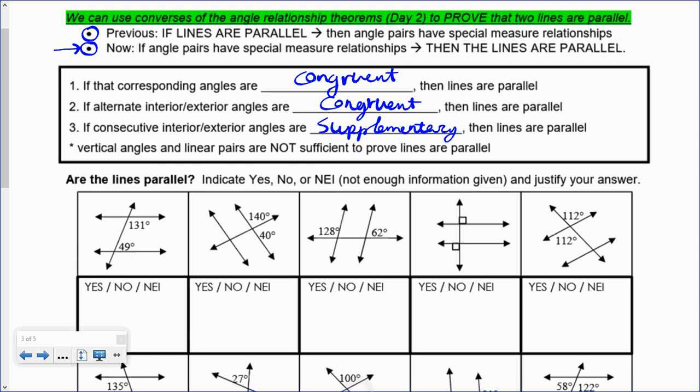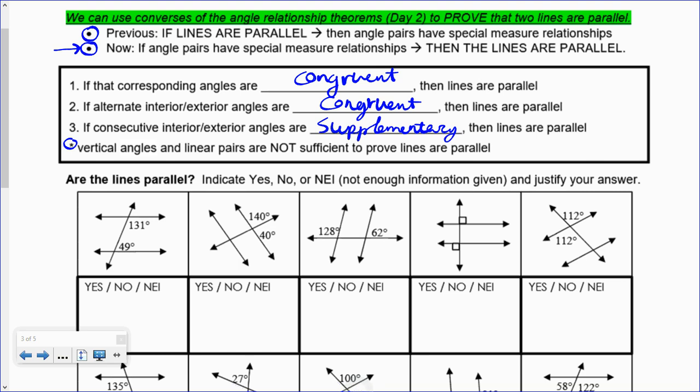So it's just going to look at pictures like this. You have your generic diagram, take a look at what kind of angle pairs you have, and then decide if they're parallel or not based on the relationship. Now this little asterisk is very important, right? If you guys see vertical angles or linear pair, neither of those are going to be enough to prove the lines are parallel. If you see vertical or linear pair, you're not going to say yes, and you're not going to say no. Because it's very possible that the lines are parallel, you just don't know. They haven't given you enough information.